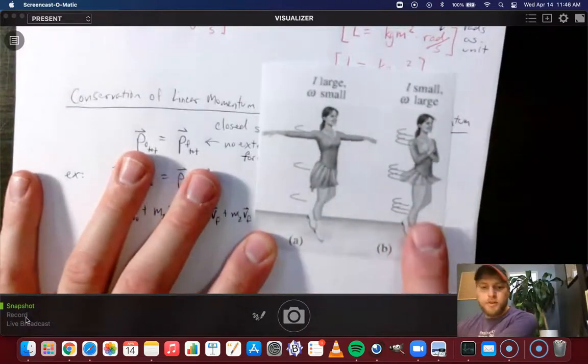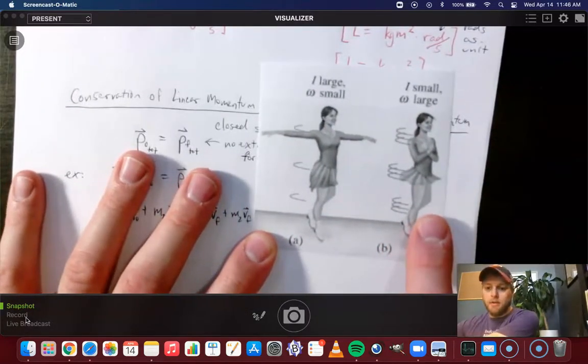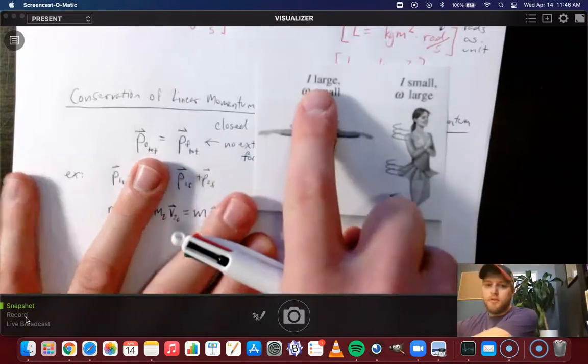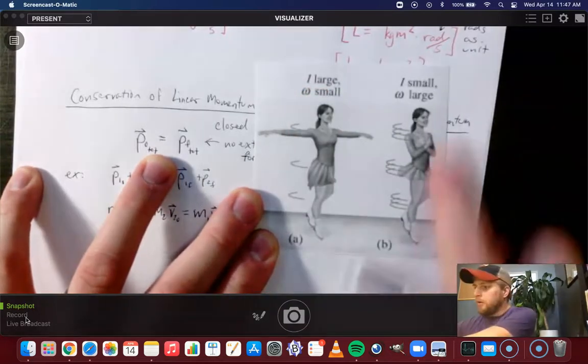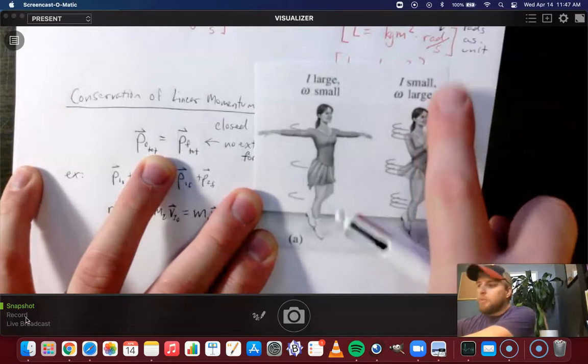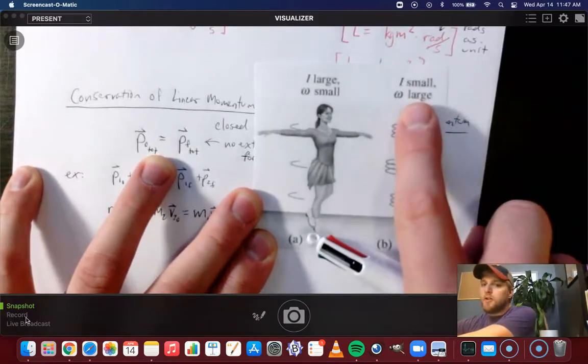And afterwards, the idea is we're going to have the exact same amount of angular momentum, but it's possible, for example, that whereas you start with a large moment of inertia with the arms out, and they pull them in, they go to a smaller moment of inertia, but a larger angular velocity.